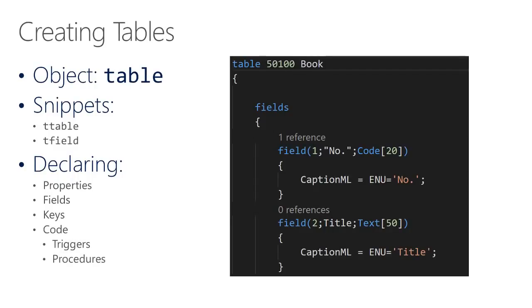So first, creating tables. The object is a table object. The snippet that we can use is the T-table snippet or the T-field snippet for the fields. So the T-table snippet is for the object itself, and the field is for the fields inside it. You can declare properties and fields and keys and code, and in the code you can have triggers and procedures. So the triggers are really the table triggers. So you'll have on insert, on modify, etc. And then you also have validation field triggers. And then obviously you can create procedures as well.